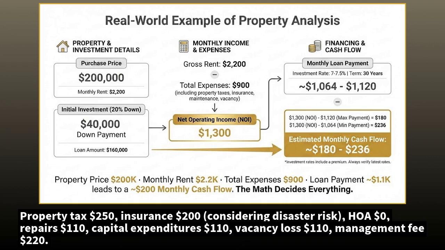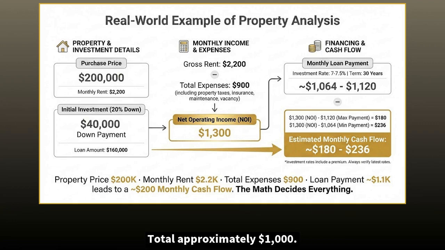HOA, $0. Repairs, $110. Capital expenditures, $110. Vacancy loss, $110. Management fee, $220. Total, approximately $1,000. Next, financing. 20% down payment is $40,000. Loan amount, $160,000. Here's the critical point.